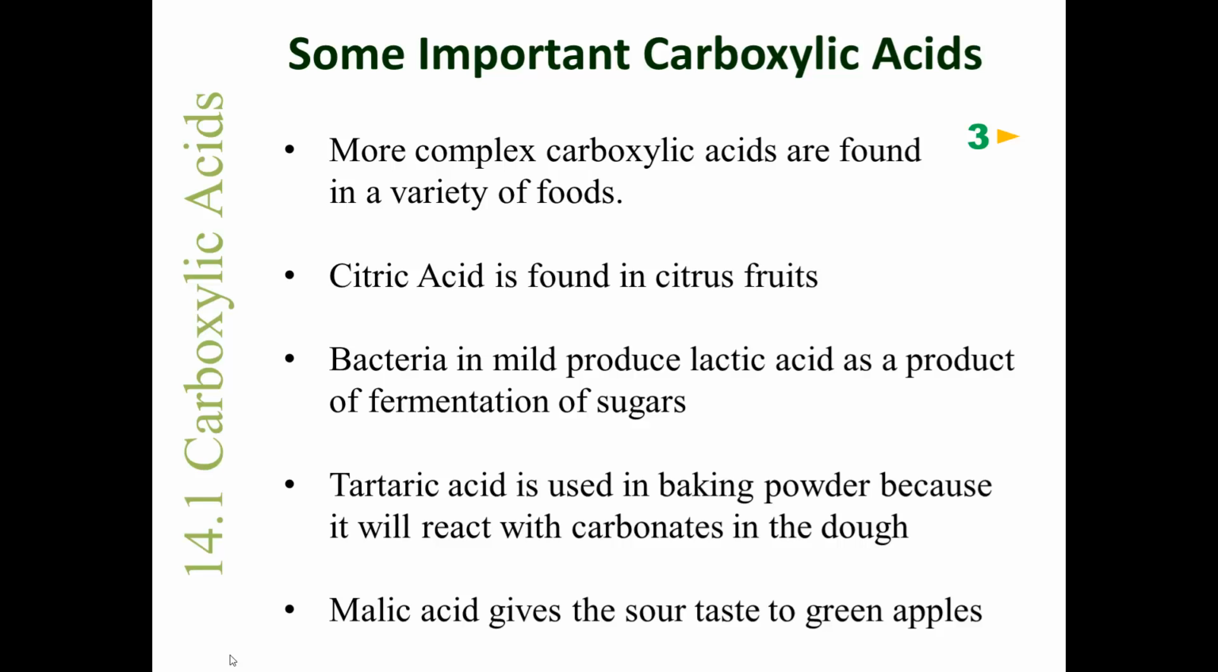All right, so where do we see carboxylic acids? Complex carboxylic acids are in a variety of foods, generally in the form of fatty acids. Citric acid is found in citrus fruits. Lactic acid, you've heard of that. Tartaric acid is in baking powder. It gives you a finish on the dough, kind of that crust on the dough when you bake bread. We're going to see that. And then malic acid gives us the sour taste of green apples.